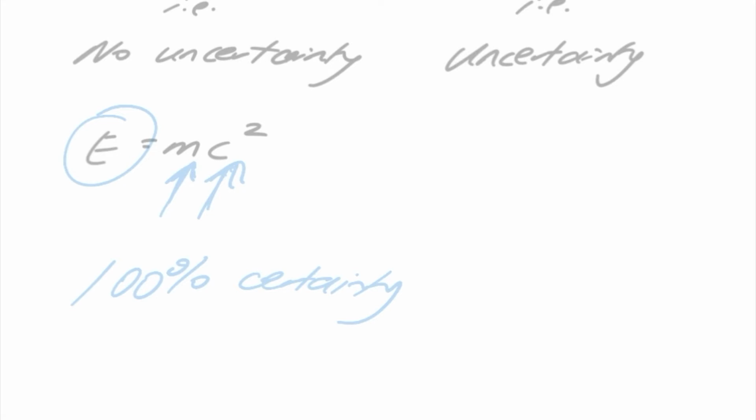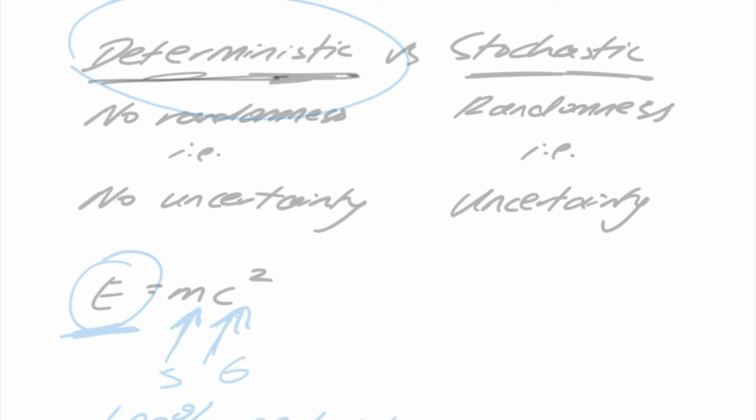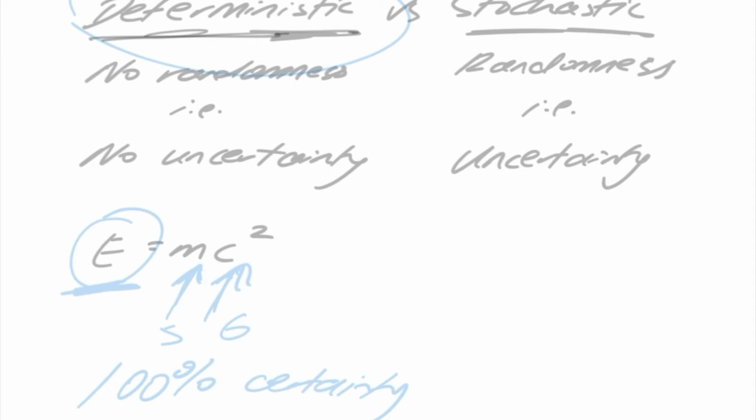You're not guessing on what E is. You know, say, if m equals 5 and c equals 6, then you know for sure what E will be. That is what we call a deterministic model. If you know all but one, you know everything. There's no guessing involved.